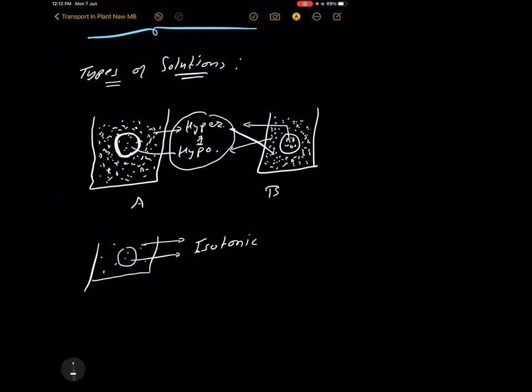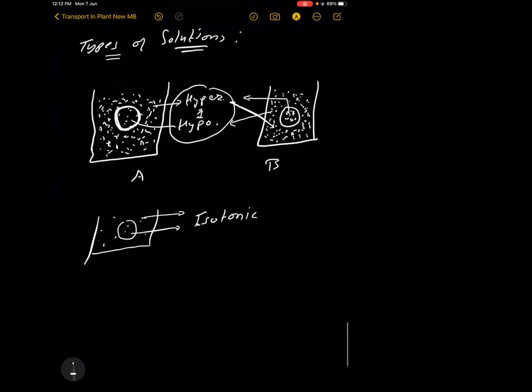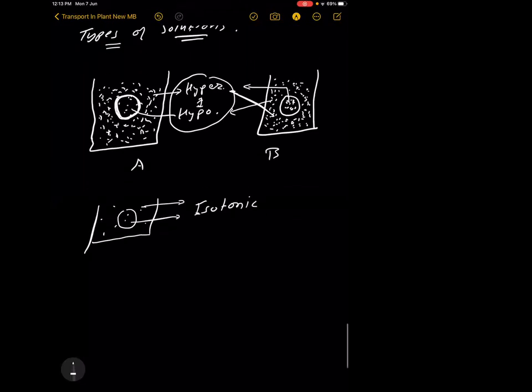There are three types of solutions, no? Hypertonic, hypotonic, and isotonic. Hypertonic means we are using one cell inside the beaker, and now we are comparing the two concentrations, the difference between the two concentrations. If the outer solution is more concentrated, if it has more solute as compared to the cell, then it is called a hypertonic solution. This is hypertonic. The outer solution is more concentrated.